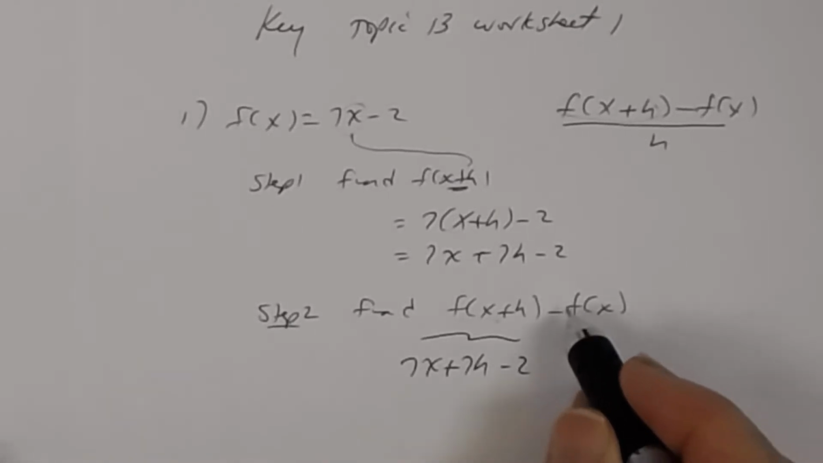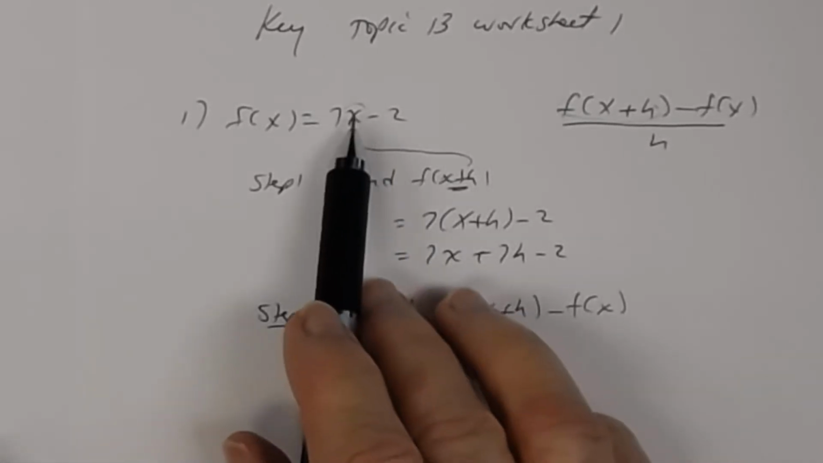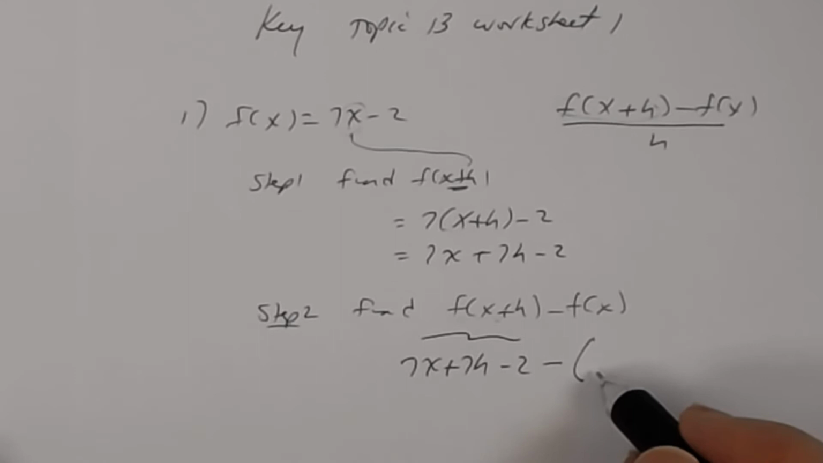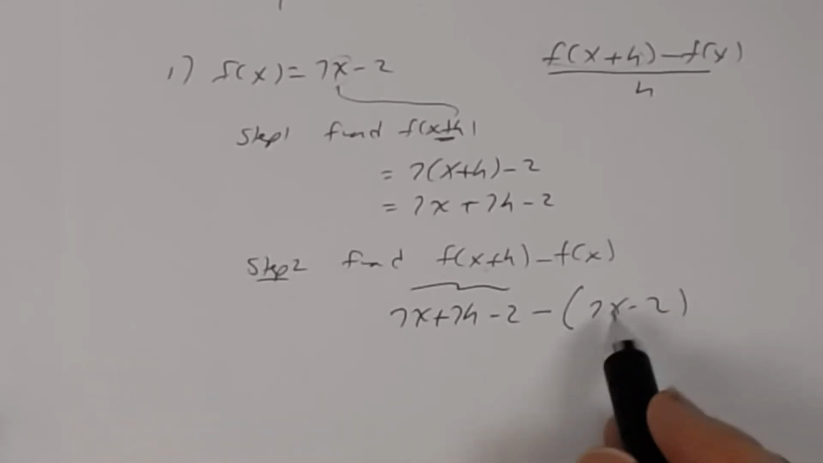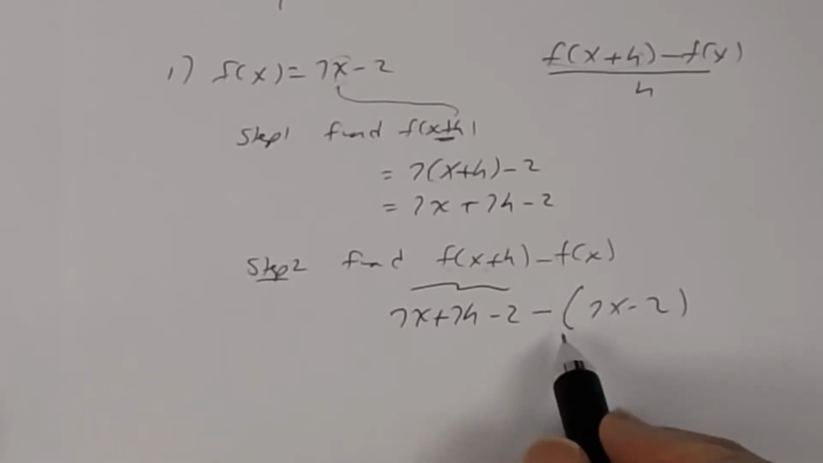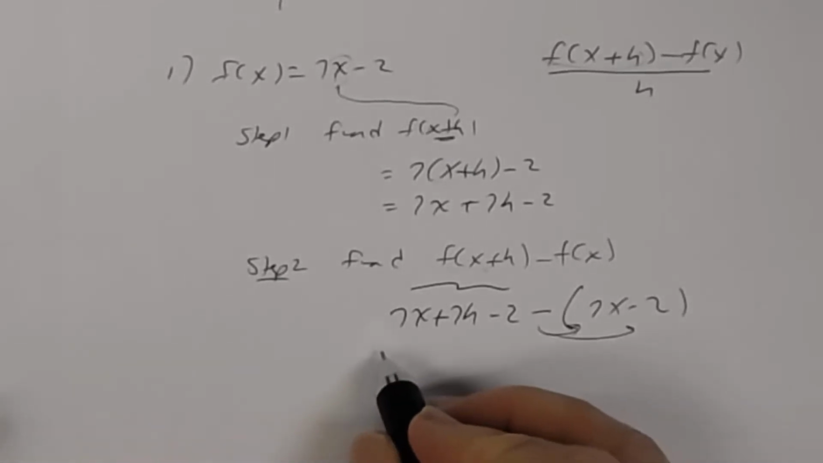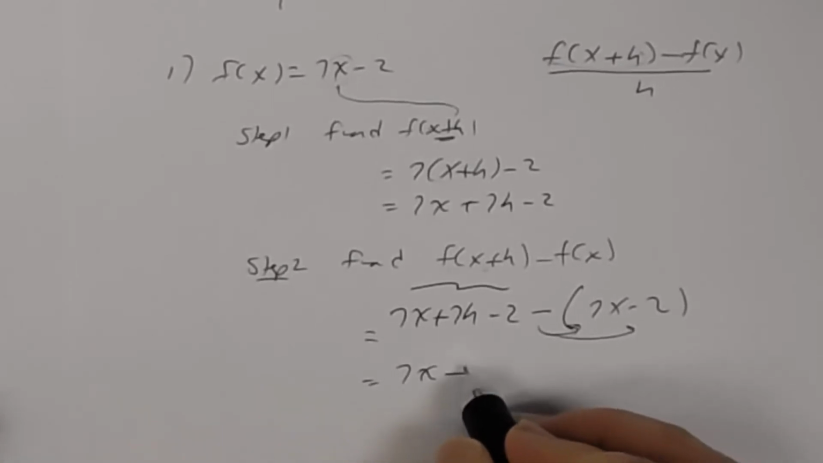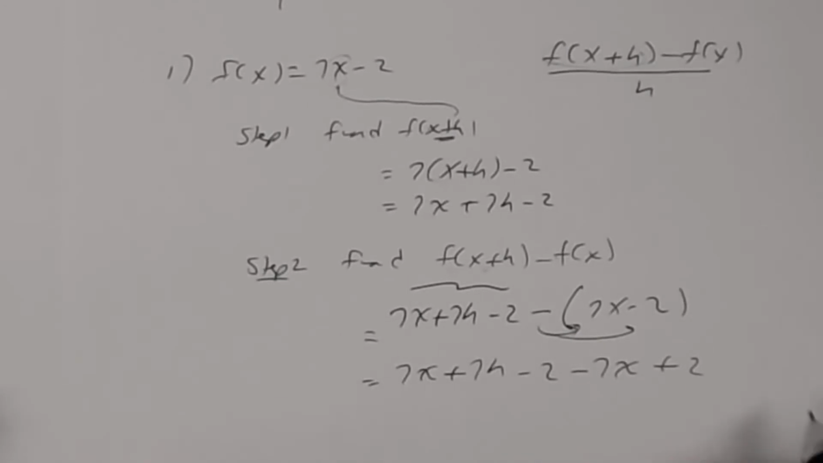Now you've got to be careful with this part. You are subtracting your function. This is your function, so you're subtracting all of those terms. So you've got to put that in parentheses, because when you're subtracting all those terms, each of those signs will change. So now you're going to distribute the negative, or add the opposite. And so this becomes 7x plus 7h minus 2 minus 7x plus 2.